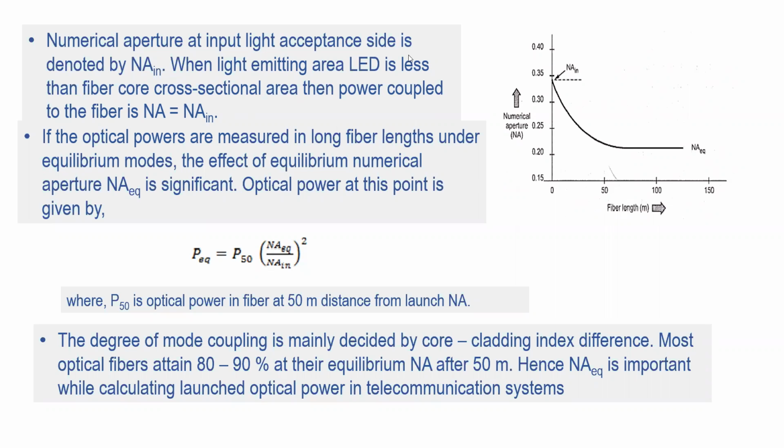What do I mean is, if an LED is emitting light, let me assume that this is the LED output and the LED is emitting light in this way. If you have a fiber of this radius, your complete light will be occupied into the fiber. So if this is the numerical aperture NA in of the fiber, then the numerical aperture of the LED will be equal to this because complete light has been occupied.